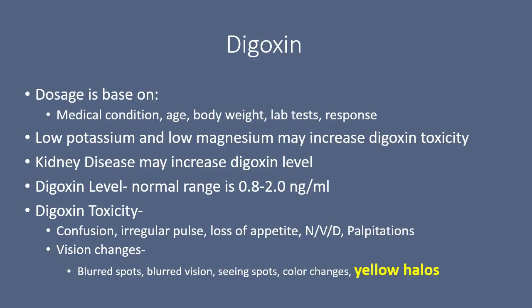And the digoxin toxicity will cause confusion, irregular pulse, loss of appetite, nausea, vomiting, diarrhea, palpitations, and vision changes such as blurred vision, seeing spots, color changes, and yellow halos.